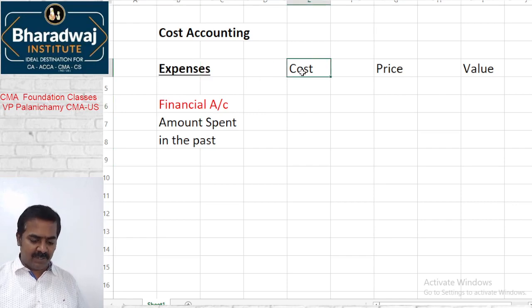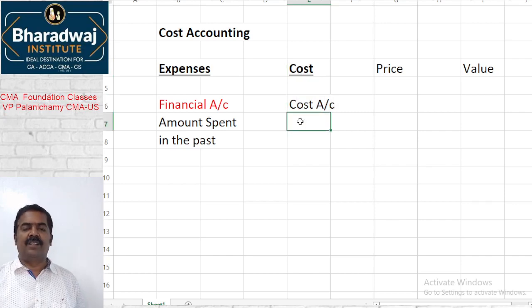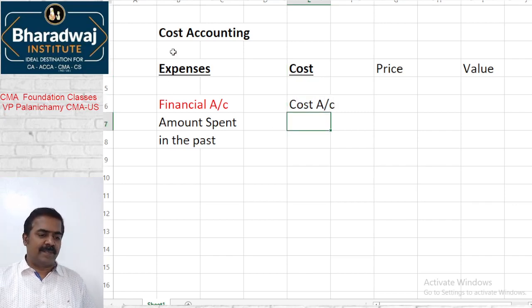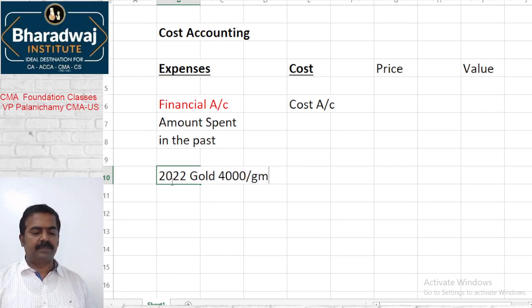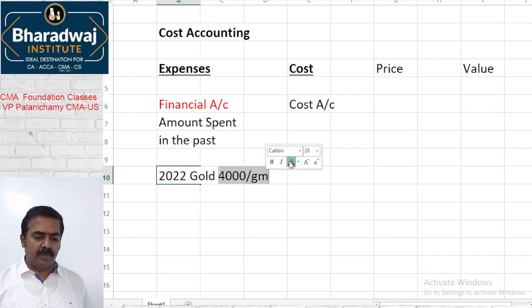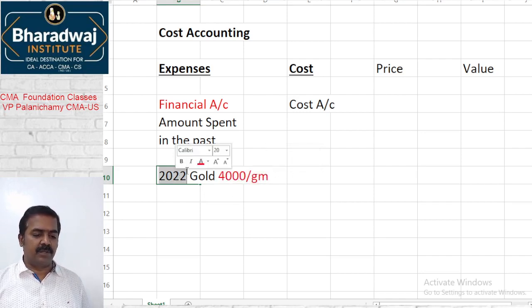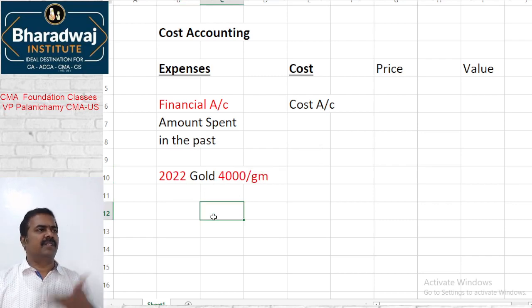Cost is the word that is used in cost accounting. What do you mean by cost then? Expenses to cost can have a difference. For example, in 2022, we purchased gold for 4,000 rupees per gram. What is the cost of the gold? 4,000 rupees per gram, when it was purchased in 2022, somewhere January, February, or March.